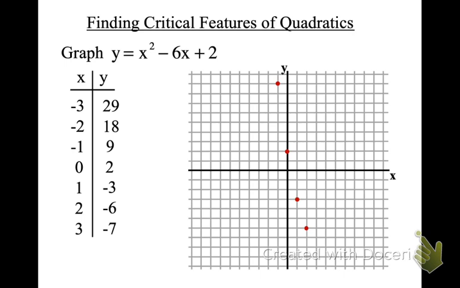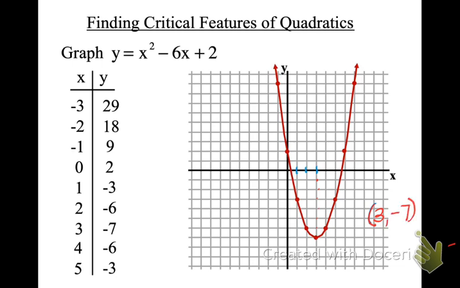So I'm going to remind you, let's go back to two of our critical features, which are the axis of symmetry and the vertex. First, what is our vertex? Hopefully you guessed it, or didn't guess, but you counted over 1, 2, 3. So it's positive 3. And then I go down 1, 2, 3, 4, 5, 6, 7. And since I'm going down, it's negative 7. That is my vertex. Okay?